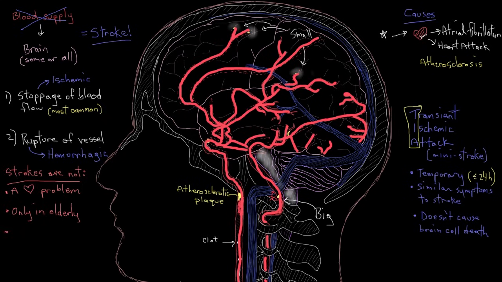Last, and probably the most important, strokes are not unpreventable. There's a lot of things you can do to reduce your risk of having a stroke, such as controlling any high blood pressure or stopping smoking.